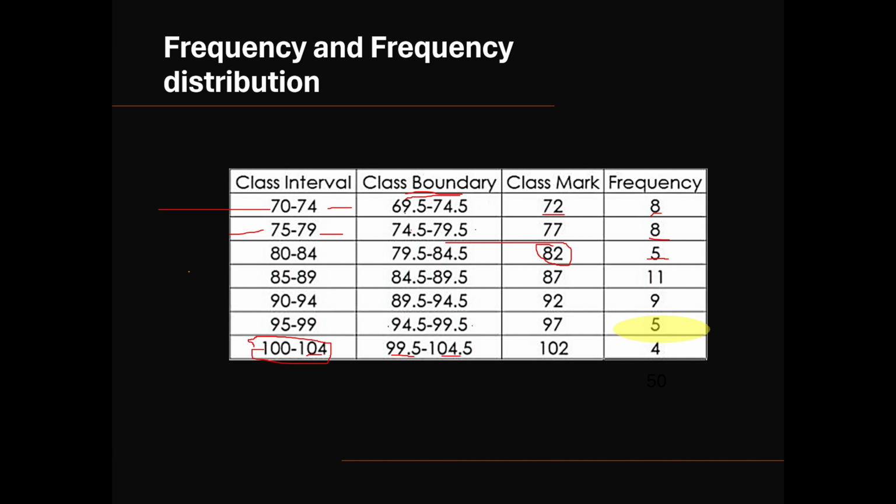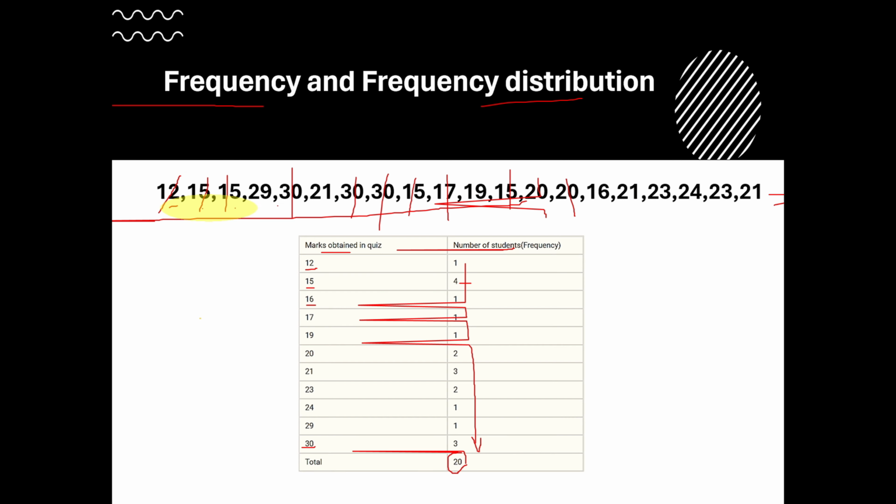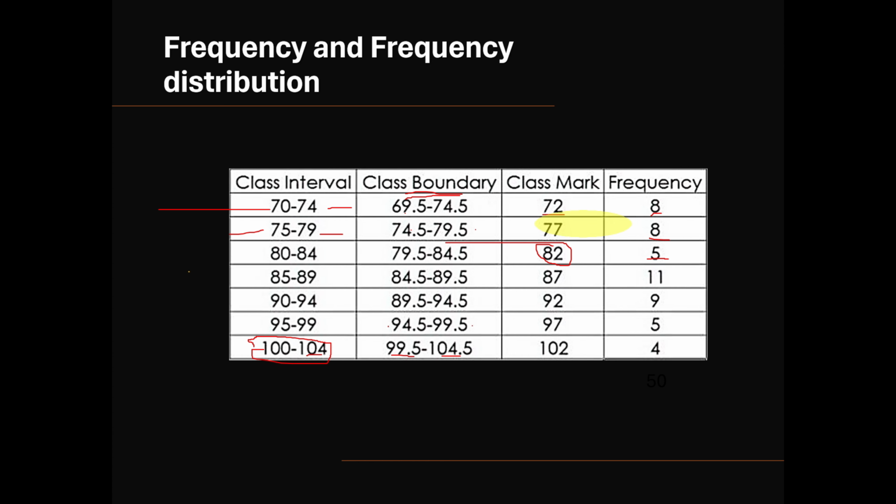Your frequency total must be equal to your data which is provided. Like we have discussed, this is the data. If you count 1, 2, 3, 4, 5, 6, 7, 8, 9, 10, 11, 12, 13, 14, 15, 16, 17, 18, 19, 20, your total is 20. So your frequency total will be 20. Same thing you will do for this one. If you count them, it will come exactly from your data provided.